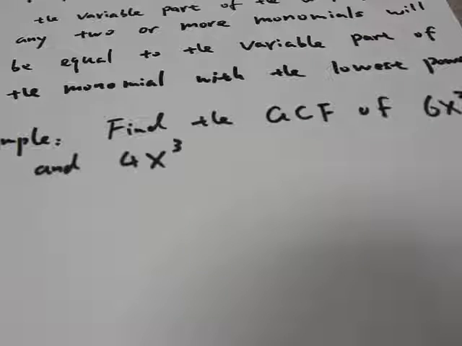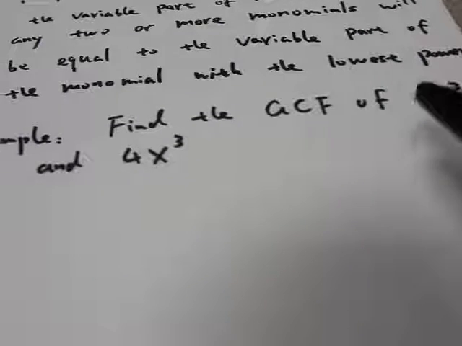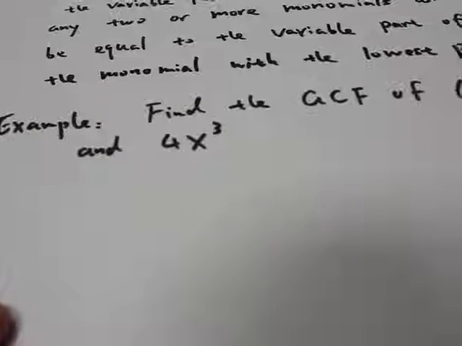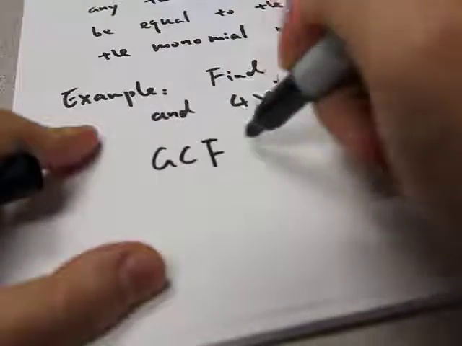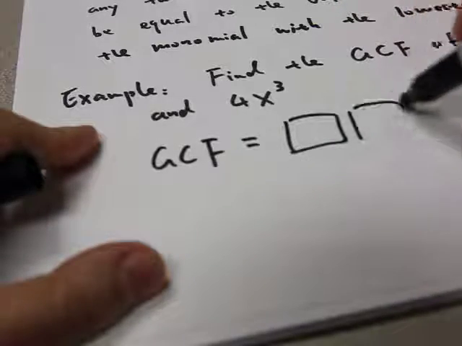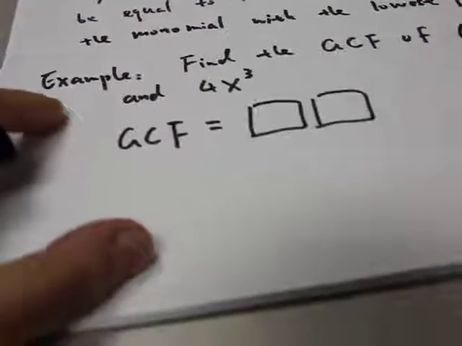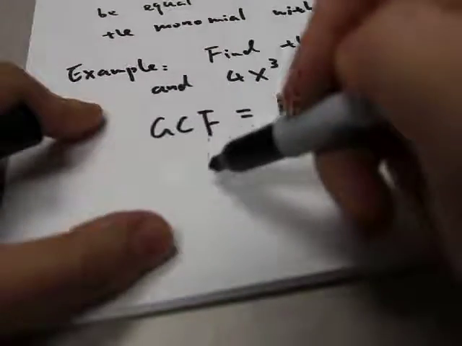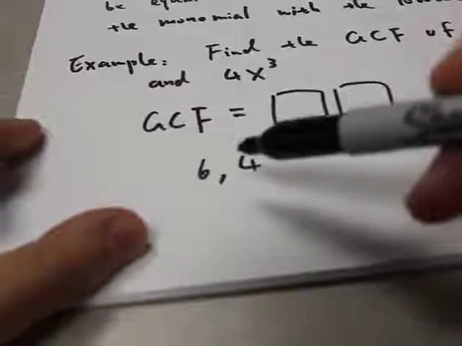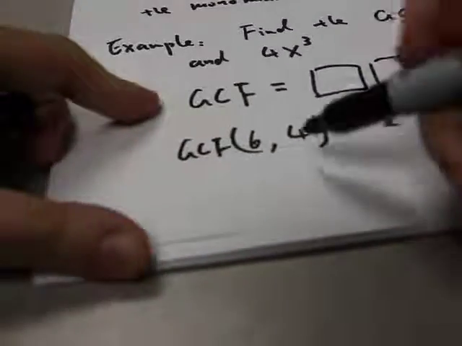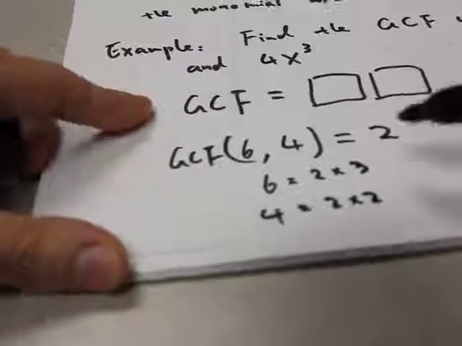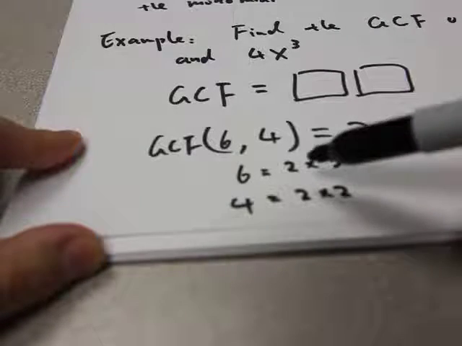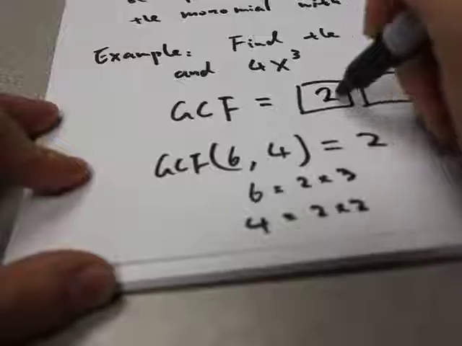Here we're given two monomials. One is 6x squared, another one is 4x to the third. And we are asked to find the greatest common factor. So we know the answer has two parts. One is a number part, another one is a variable part. Let's first do the number part. What is the greatest common factor of 6 and 4? Now the answer is 2, right? Because 6 is 2 times 3 and 4 is 2 times 2. So the common factor and also the greatest factor is 2. So the number part is 2.